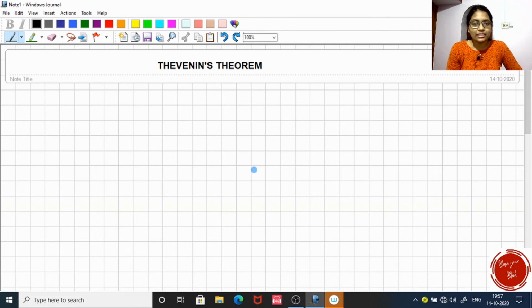So today we will discuss Thevenin's theorem. Thevenin's theorem is really helpful in reducing a complex circuitry. I'll show you one.